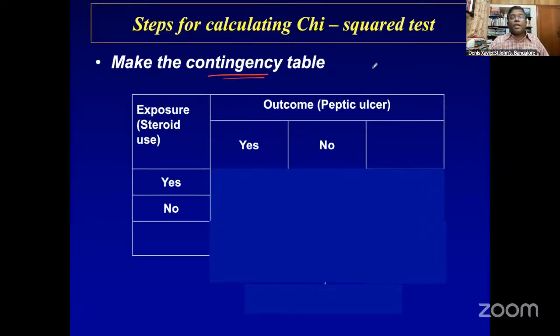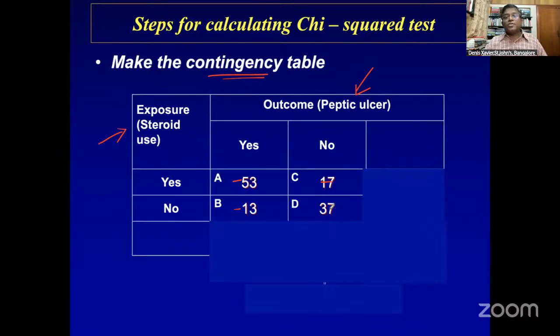So where are we now? Our outcome is peptic ulcer. Our exposure is steroid use. So there are people who took steroids and got peptic ulcer here. People who took steroids did not get peptic ulcer. Remember, people who did not take steroids also got peptic ulcer, and people who did not take steroids also did not get peptic ulcer. That is what it is. Remember those numbers. So let us look at this again.